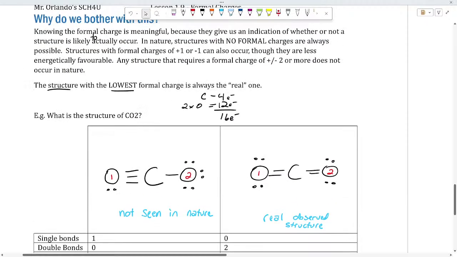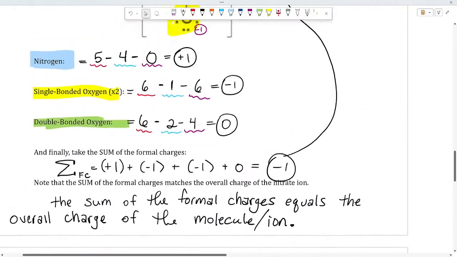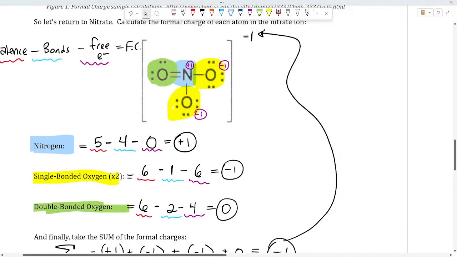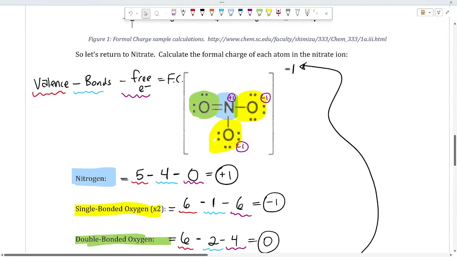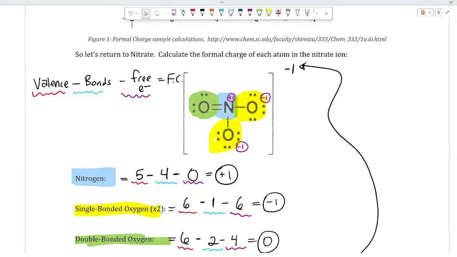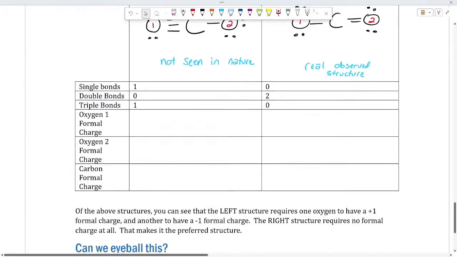Well, what's the rule? In each case, you've got to take the expected valence. Then you have to subtract the number of bonds. Then you have to subtract the number of free electrons, not pairs, individually. And that'll give you the formal charge. So let's try that together. Let's see what we get.